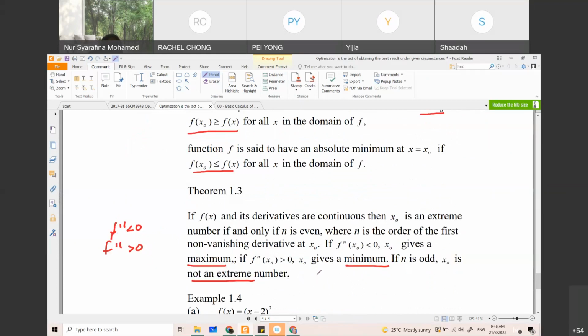So we don't test with f triple prime. Maybe we can use f quadruple prime. So remember, this n has to be even to test the extreme number, where the extreme number is the extremizer. Clear or not? So now we have f prime to find the critical point. f double prime can be equal to 0 for inflection, but you need to check the sign change, and f double prime less than 0, f double prime greater than 0, then what happens to the extremizer? All right, clear? Clear, everyone?